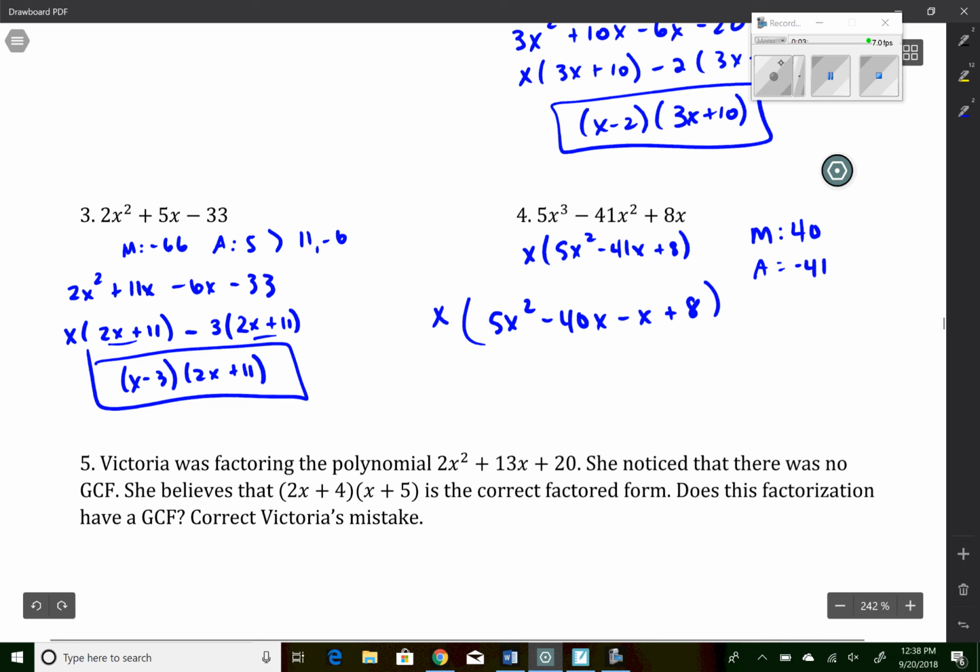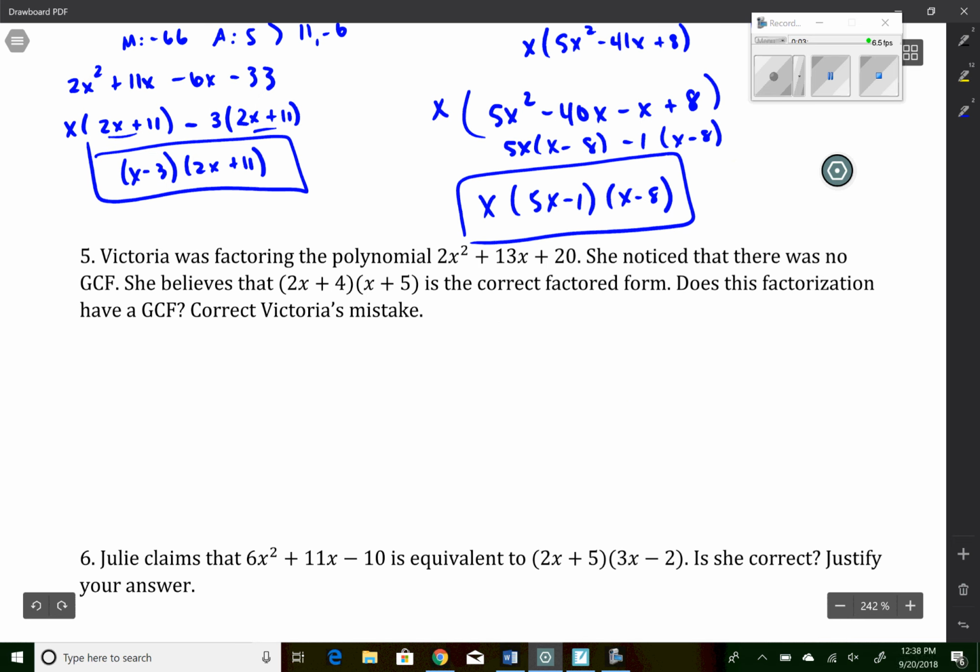So the breaking apart is going to give me a GCF of 5x, giving me x minus 8, negative 1, x minus 8. We take out the negative 1 there to get us a favorable sign. So our final answer here is going to be x, 5x minus 1, and x minus 8.